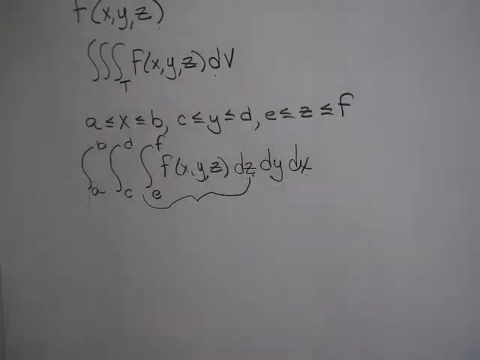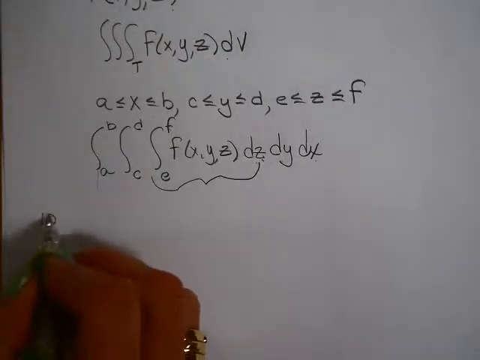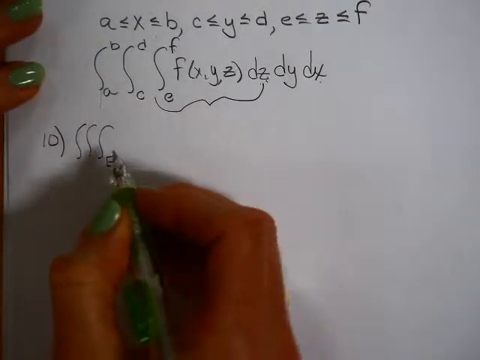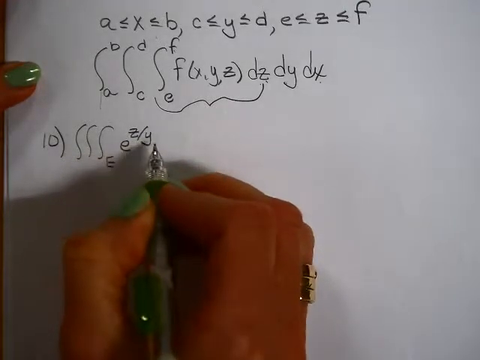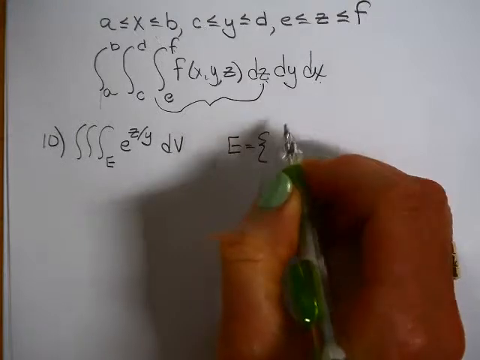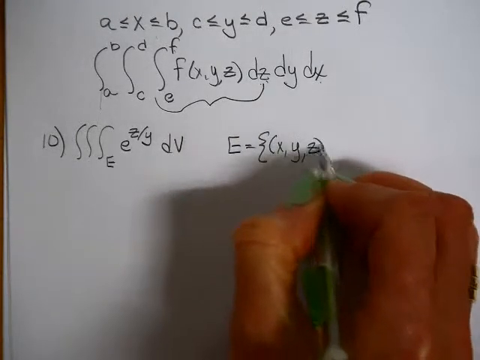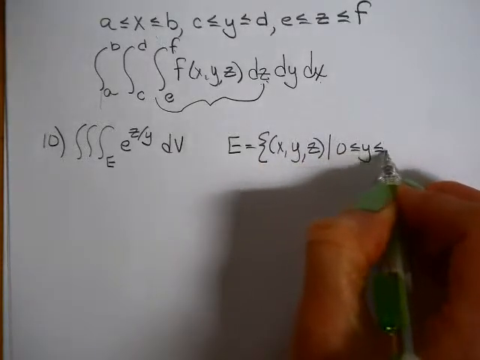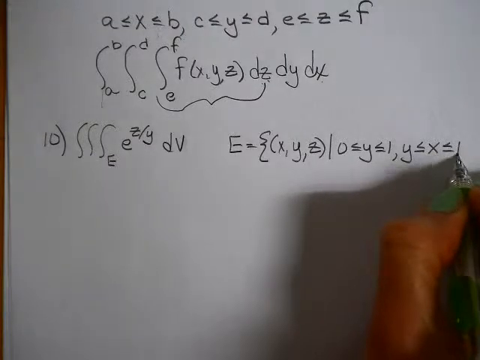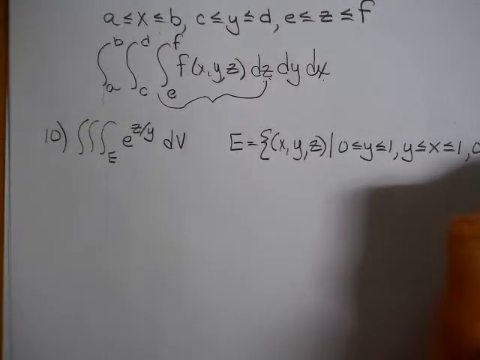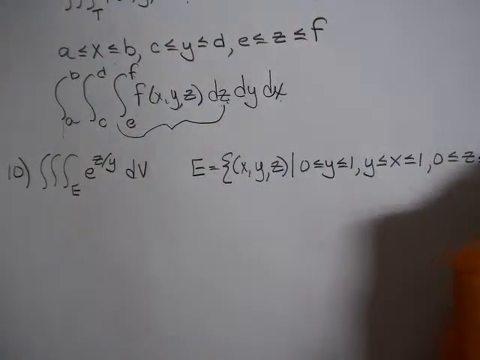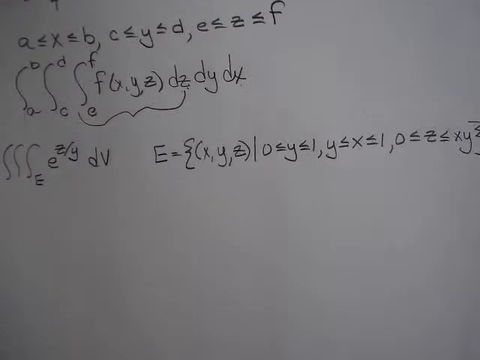a very straightforward one, like number 10, if you're setting up the triple integral over the region E this time of your function e to the z divided by y dV, where E is the set from your y's from 0 to 1, your x's from y to 1, and your z's go from 0 to xy. Let's get this over, right here.